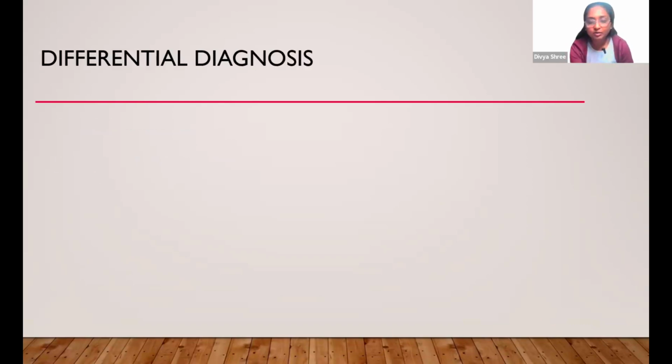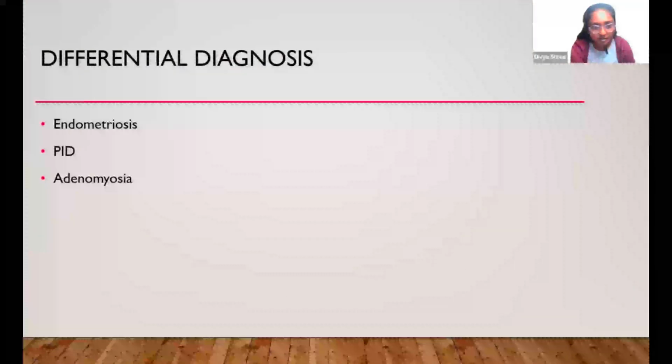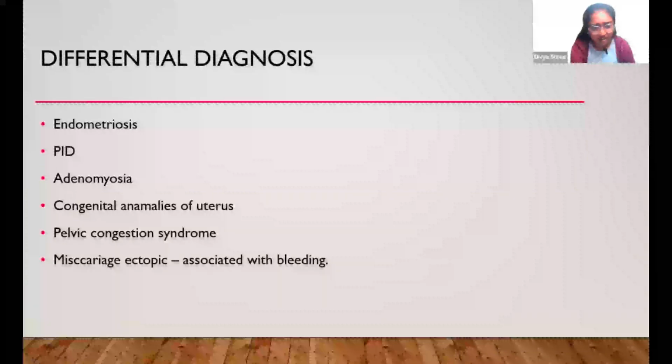So, what are the differential diagnoses that you have to keep in mind? The first and most important cause is endometriosis. Second is pelvic inflammatory disease. Third is adenomyosis. Fourth is congenital anomalies of the uterus. Fifth is pelvic congestion syndrome. Sixth may be miscarriage or ectopic pregnancy, which will be associated with bleeding.